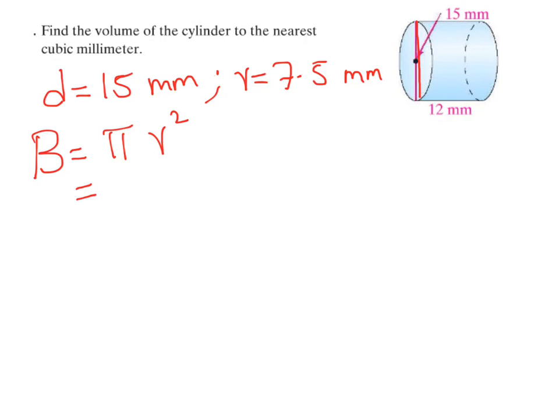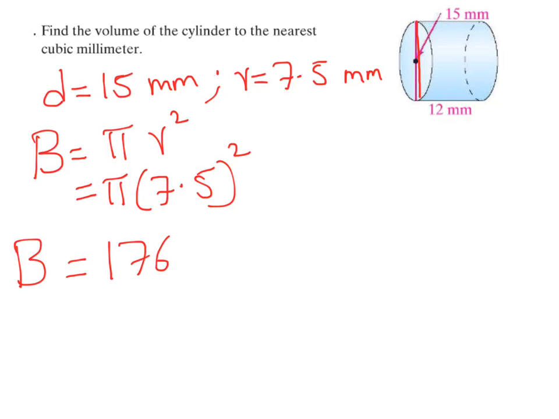base is a circle. So pi times 7.5 squared, and that is going to be equal to 176.7. That is the area of the base.